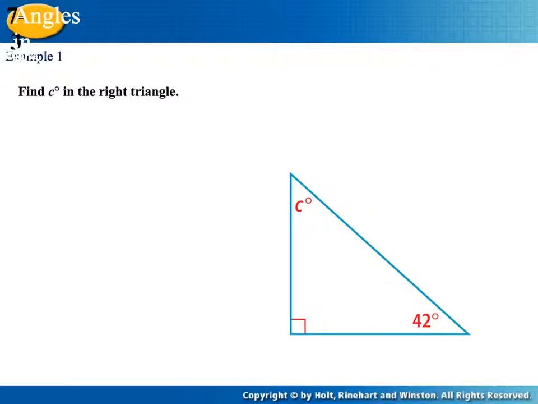All right, so what we are going to do is find C. Notice we have this little degree mark on C. We're going to find C in this right triangle.